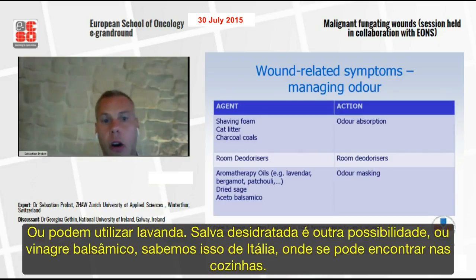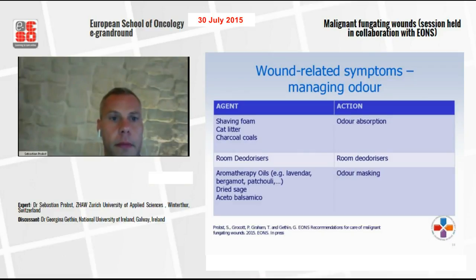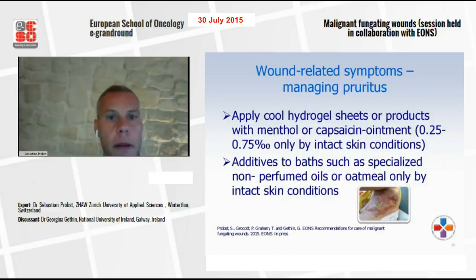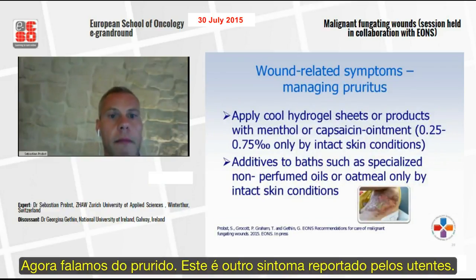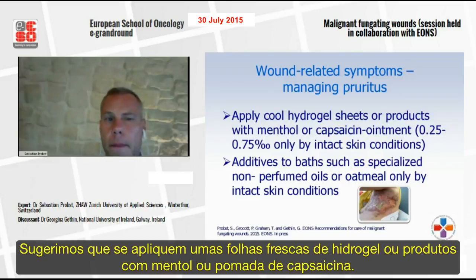Or you can use lavender. Dried sage is another possibility, or aceto balsamico. We know that from Italy, where you find that in different kitchens. Then we talk about pruritus. This is another symptom that is reported by patients. There we can suggest that you apply cool hydrogel sheets or products with menthol or capsaicin ointment.